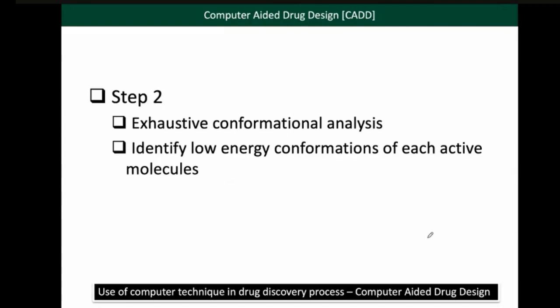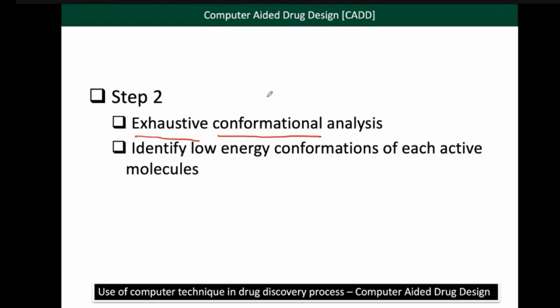So coming to the second step, right? In the first step, we just collected a set of ligand molecules with known biological activity at a certain concentration. So what's the second step? For all the molecules in the data set, in the second step, we have to do the exhaustive conformational analysis. So you may have a question, what is this exhaustive conformational analysis?